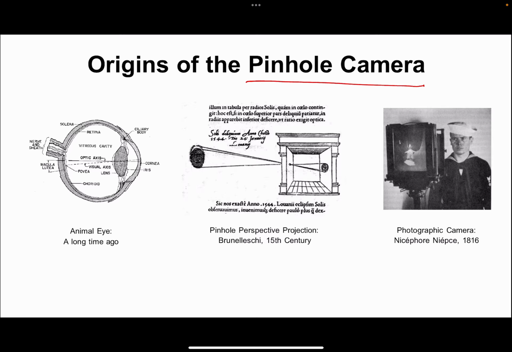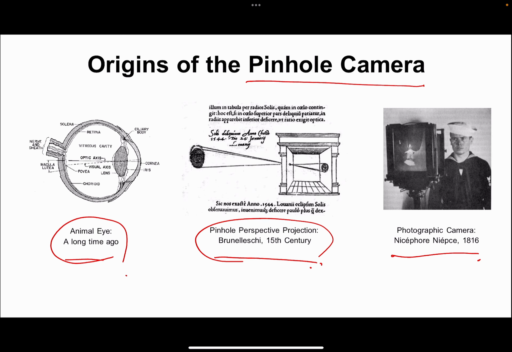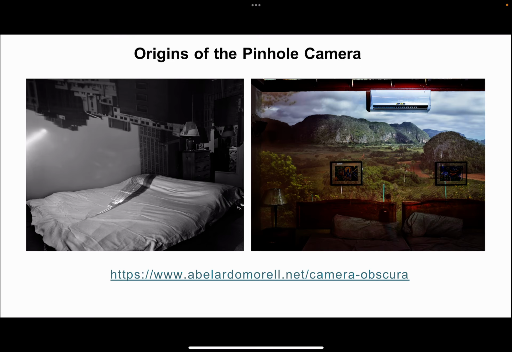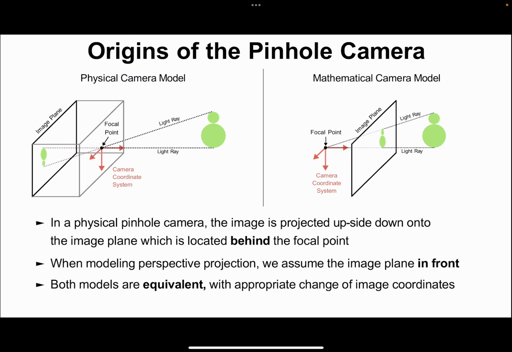It's based on a very long history, based on our eyes or some very early machines of camera, and the photographic camera invented in 1816. And this is the camera obscura, 4th century BC. To be honest, I actually do not know the origin of this machine. The pinhole camera, and this shows a visualization of the pinhole camera. So there are two words, pinhole and camera.